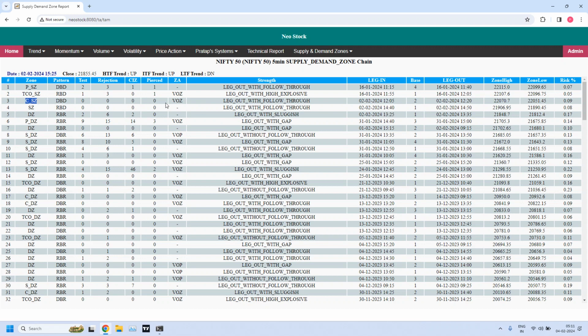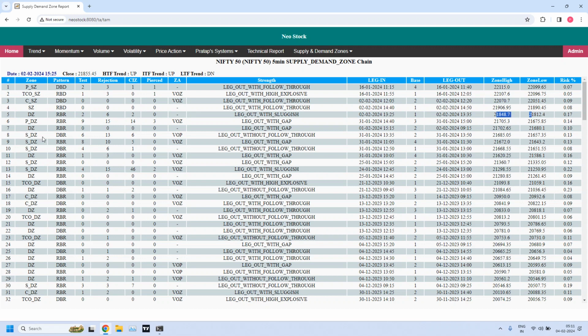Anyway, this is a 5 minute zone. Because the zone structure is good, that's why it is listed here. Because base candles are only two, and a leg out with follow through is also there. And the demand zone is here at the 21,848 level, but this is a normal demand zone.